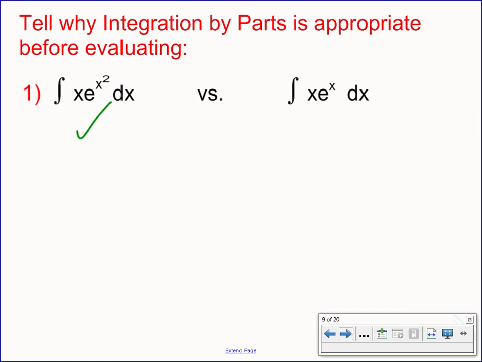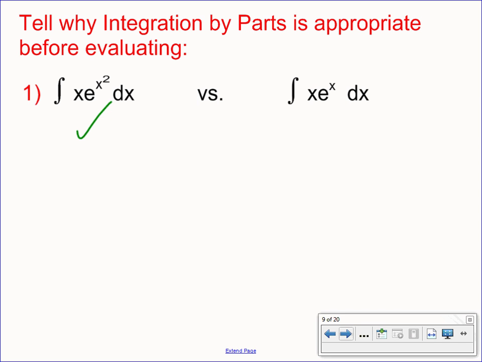Let's go ahead and try one. I'm going to consider this product. There are two pieces here, and the dx has to be included. One of them, the dx, is always going to be included in the dv part, that way when I integrate back up to get the v, I'll be able to do so.